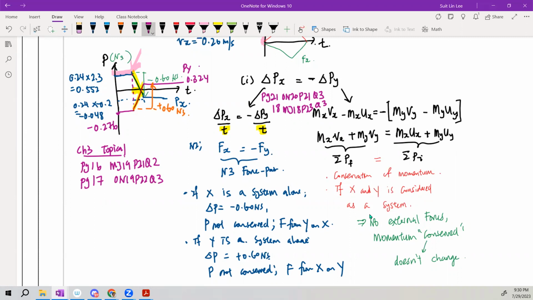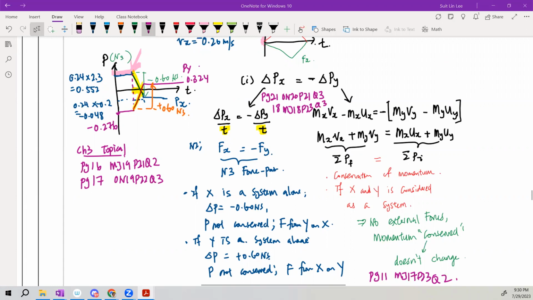Then if you want to look at Newton's second law and third law and the conservation thing, page 11. Okay, so try out these questions. Don't be shy to ask me if you don't understand. But if you can do all of this, that means this part is more or less settled.